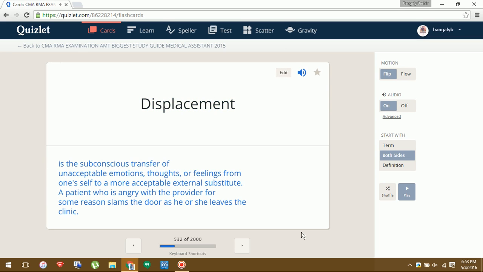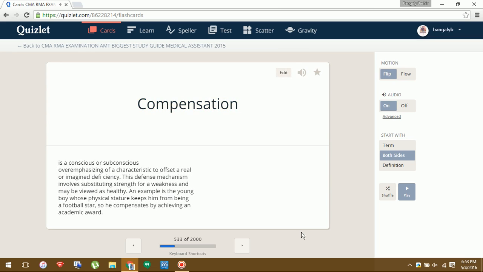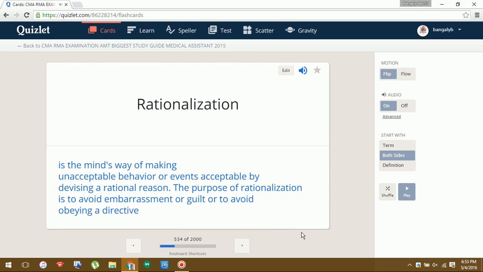Displacement is the subconscious transfer of unacceptable emotions, thoughts, or feelings from oneself to a more acceptable external substitute. A patient who is angry with a provider for some reason slams the door as he or she leaves the clinic. Compensation. Rationalization is the mind's way of making unacceptable behavior or events acceptable by devising a rational reason. The purpose of rationalization is to avoid embarrassment or guilt or to avoid obeying a directive.